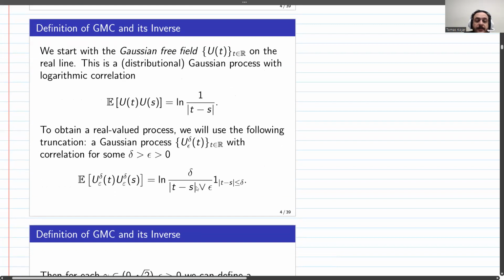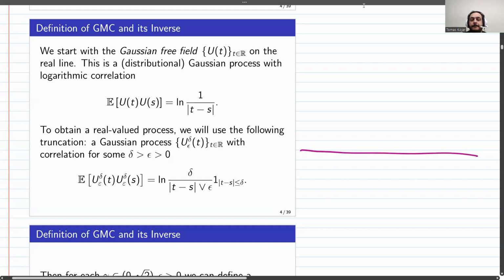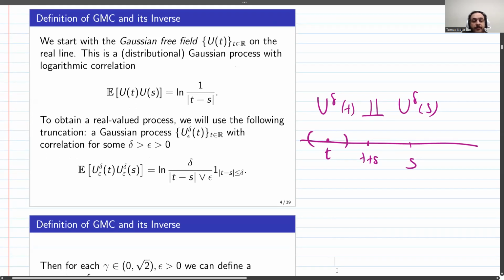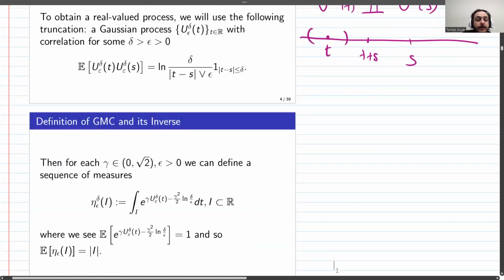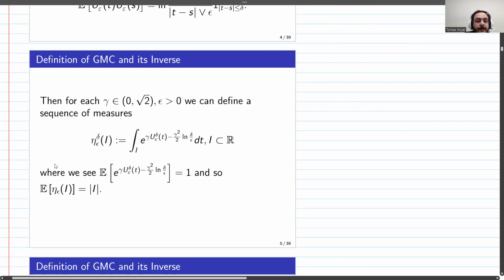So when t is equal to s, we get log delta over epsilon. And when they're far apart, so when we have some t over here, and then it's at least delta distance away from s, then we have that u delta t will be independent of u delta s, right? Because they have zero correlation and they're Gaussian. For each parameter gamma and epsilon positive, we define a sequence of measures with the exponential weak power so that it normalizes to 1 and the expectation of these measures is Lebesgue.